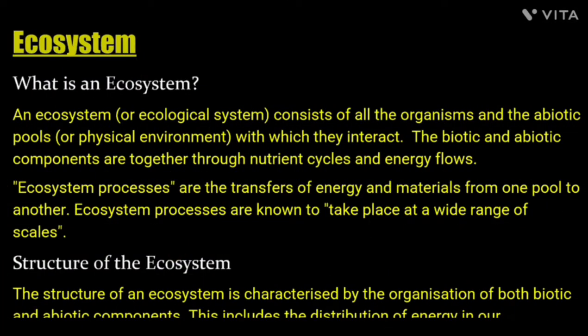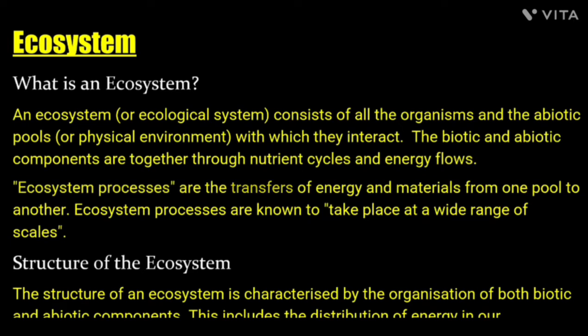What is an ecosystem? An ecosystem or ecological system consists of all the organisms and the abiotic pools or physical environment with which they interact. The biotic and abiotic components are linked together through nutrient cycles and energy flows. Ecosystem processes are the transfers of energy and materials from one pool to another. Ecosystem processes are known to take place at a wide range of scales.